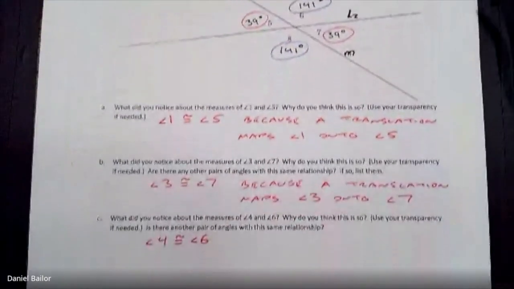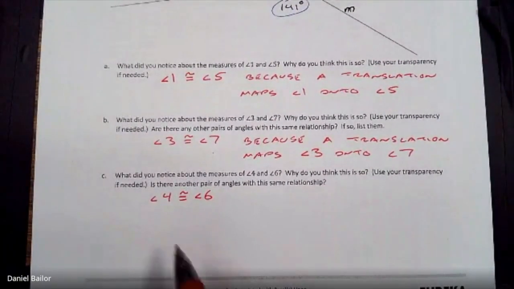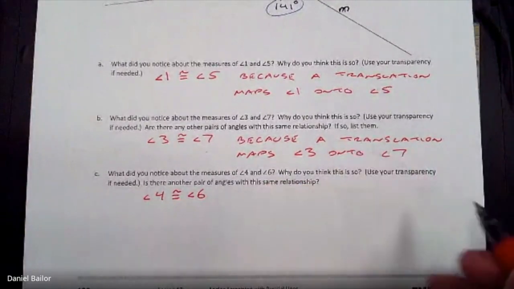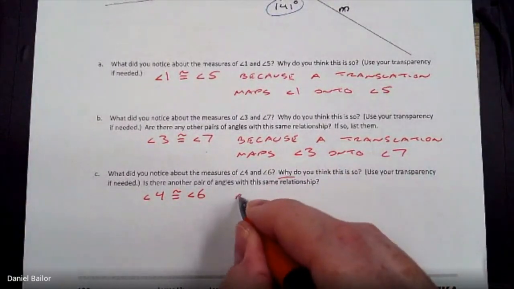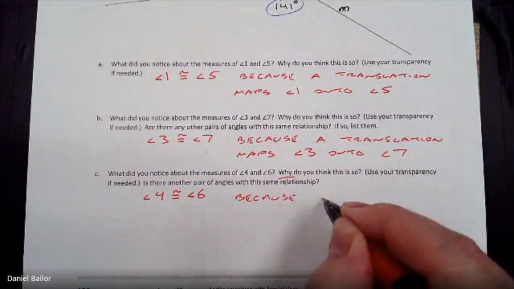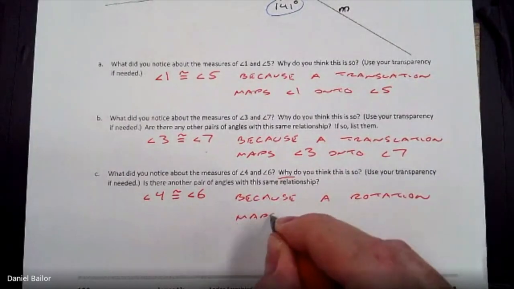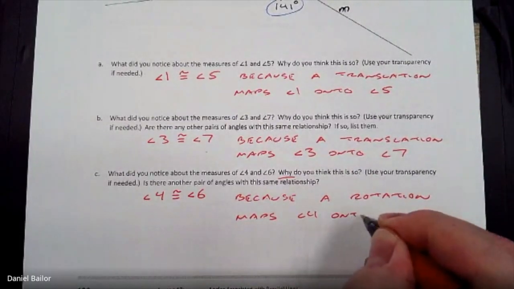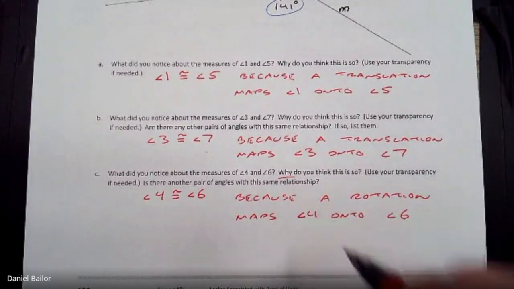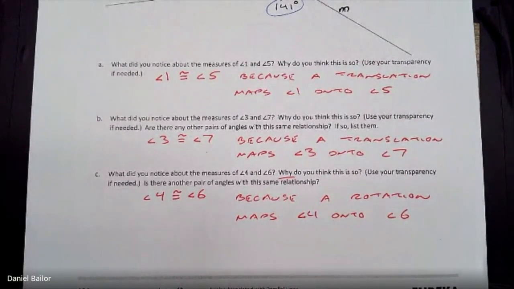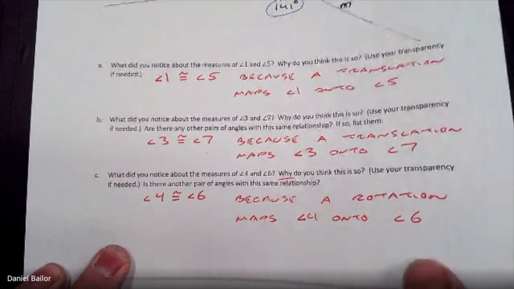So for part C, why is angle 4 congruent with angle 6? Why do we think that? Because a rotation maps angle 4 onto angle 6. For A and B, we used a translation. For angles 4 and 6, for part C, we used a rotation. Very tricky thing, but very fun to see how it works just like that.